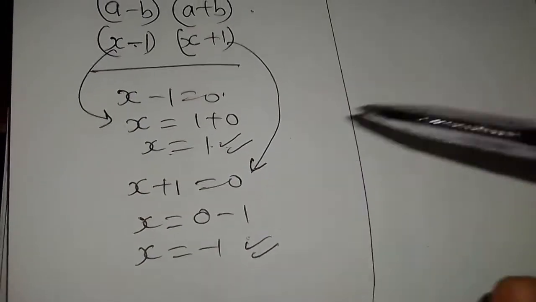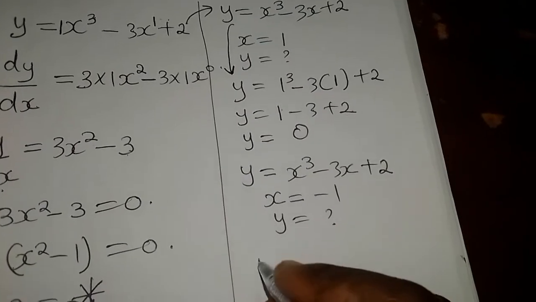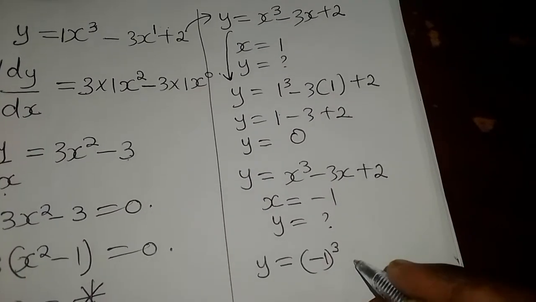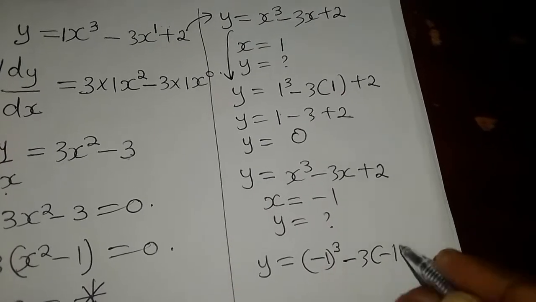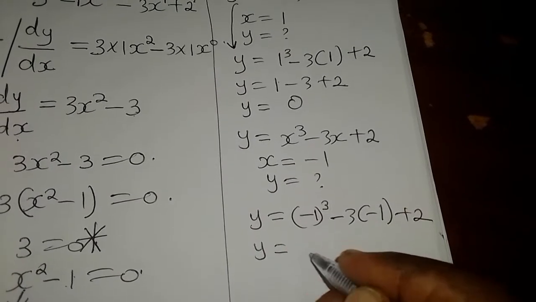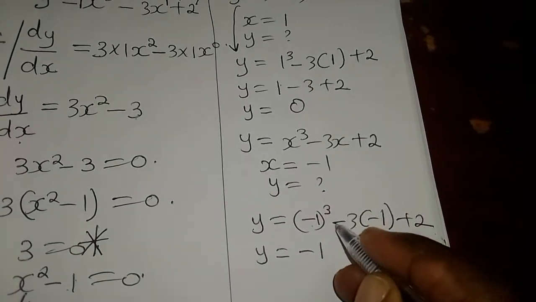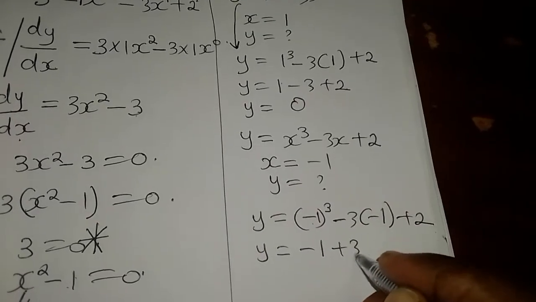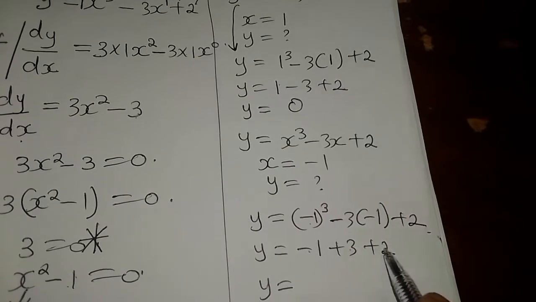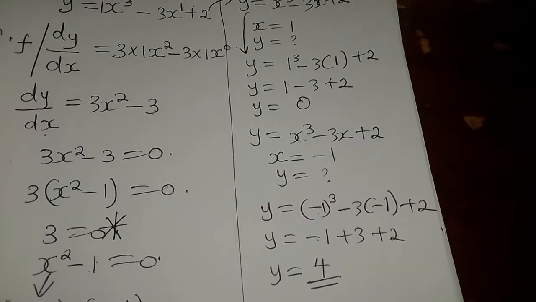So we want to see what will be the value of y when x is negative 1. So I'll come here and say y is equal to negative 1 cubed minus 3 into negative 1, then plus 2. So y is equal to negative 1. The negative number getting cubed gives you a negative number. The negative and negative will give you positive. Then plus 2. So y is equal to negative 1 plus 3 plus 2. That gives you 4.